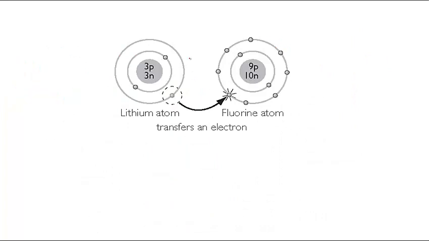Okay, so how do we represent ions? So if we have a lithium atom with 1 valence electron and a fluorine atom with 7 valence electrons, well, remember, lithium has a very weak hold on its valence electrons. Fluorine, a very strong hold. So what's going to happen is fluorine's going to come along and actually steal. It says transfer, but we're going to call it steals. Fluorine steals an electron from lithium.